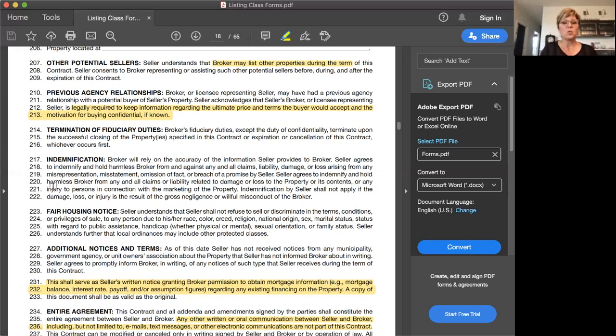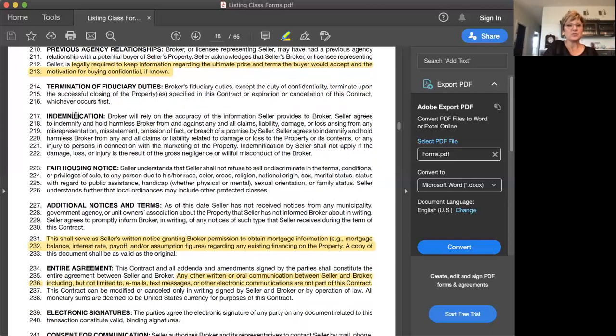Okay. Which is a really good segue into line 214, termination of fiduciary duties. You can say, when we sell your property, or if this contract expires, that's when those fiduciary responsibilities will terminate, with exception to confidentiality. I owe you that forever and ever and ever. Okay.